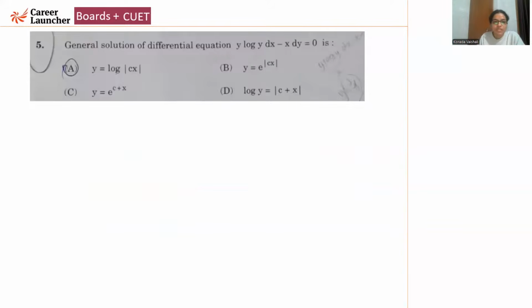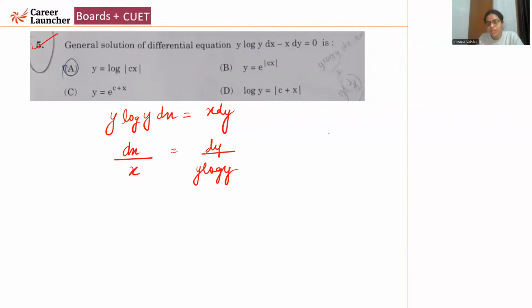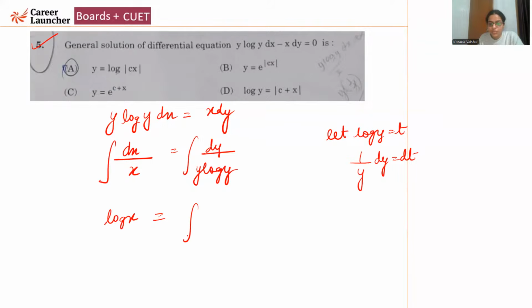Now moving on to question number 5, we have to find the general solution for this differential equation. So let's calculate it. y log y dx, I'm taking x dy over to the other side and applying variable separable. So this is going to be dx by x is equal to dy by y log y. Now let log y is equal to t, and in turn you will get 1 by y dy is equal to dt. So integrate both sides. So this is going to be log x, this is equal to 1 by t. Now 1 by y dy is eventually dt, or I can say log of t.